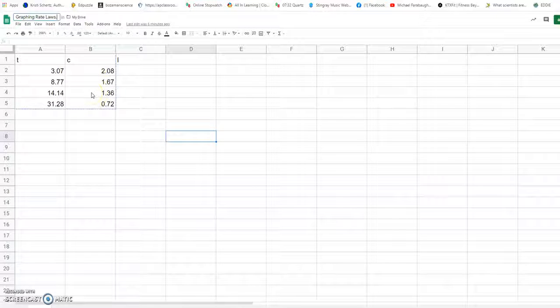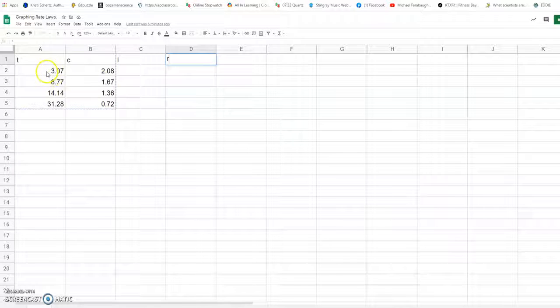Now what I want to do is to graphically determine the order of my reaction. So remember we talked about yesterday, we're going to do 3 graphs. We're going to graph T versus concentration, T versus log of concentration, and T versus reciprocal of concentration. I'm going to call that R, and see which one is linear.